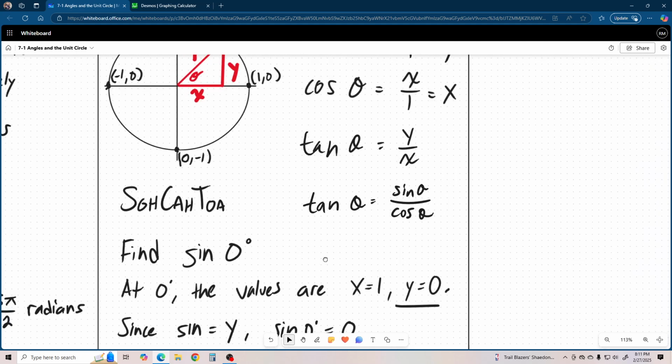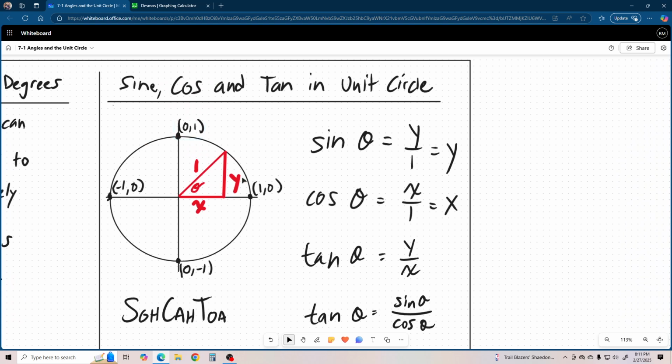Now, if we go to 90 degrees here, let's talk about 90 degrees. So remember, this is 0 here. If there was no other angle, this would just be 0. But now when we go up here, we create our 90 degree angle. So now we're talking about this point here specifically on the unit circle. You'll notice here, our x value at 90 degrees is 0, and our y value is 1.